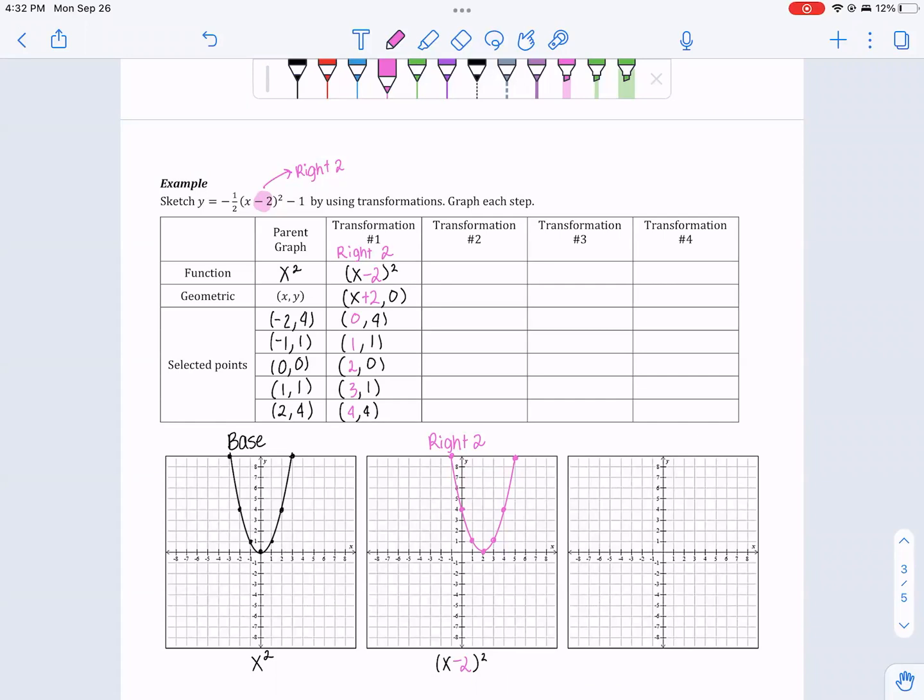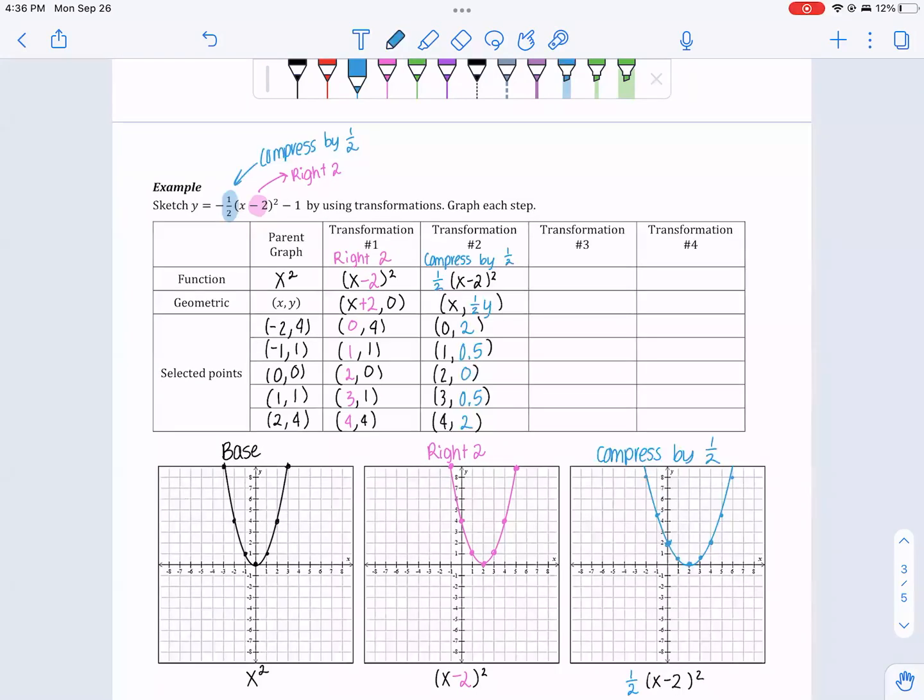All right, for that first transformation, you should be going right 2. Here are the different coordinate points. Here is the picture. I'm going to pause again and do our second transformation. All right, for your next step, you should be compressing by 1/2. That will be our next step here.